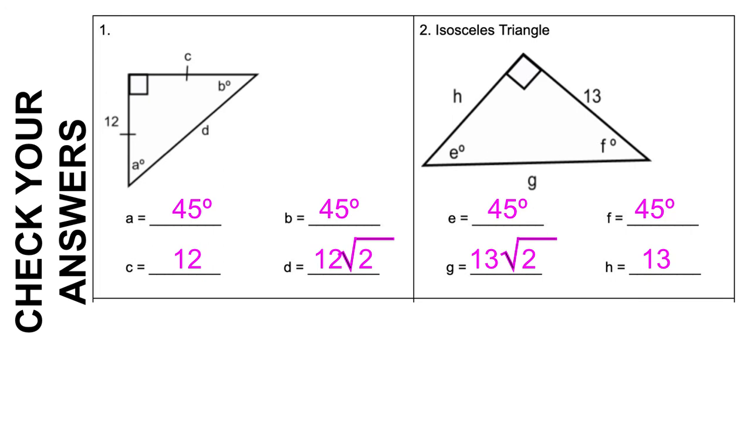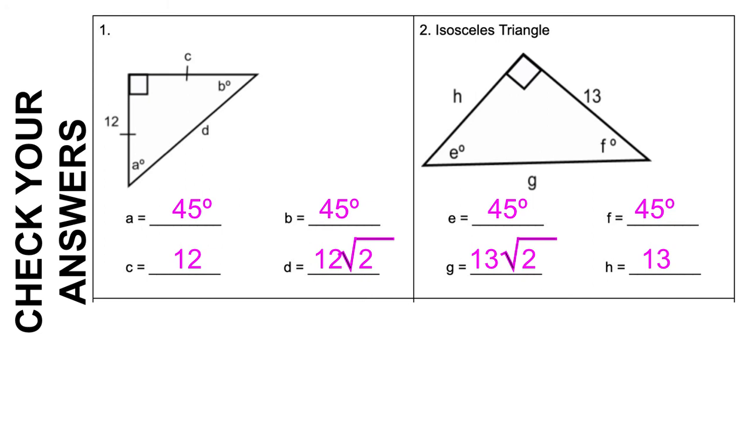All right, here are the answers for you to check. We can see that in example 1, we've got an isosceles triangle. These two sides are the same size, so that's how I know that C is also 12. I know my angles are going to match as well. And then my hypotenuse is just 12 times the square root of 2.